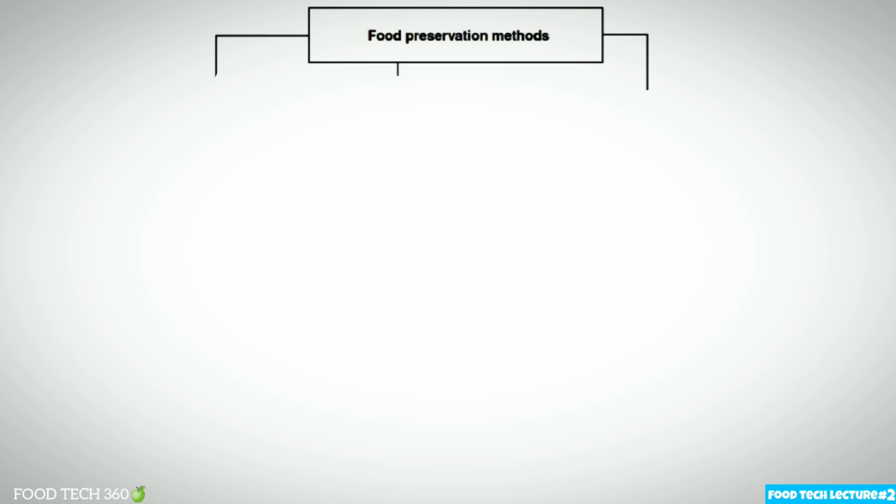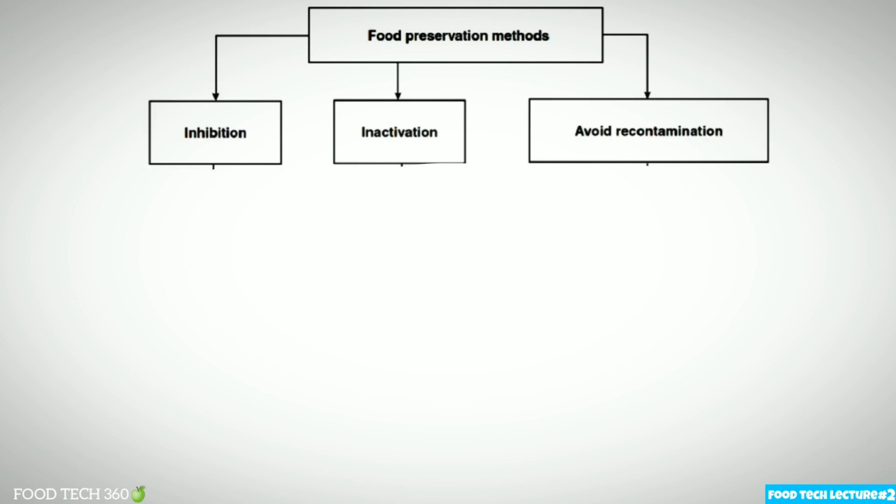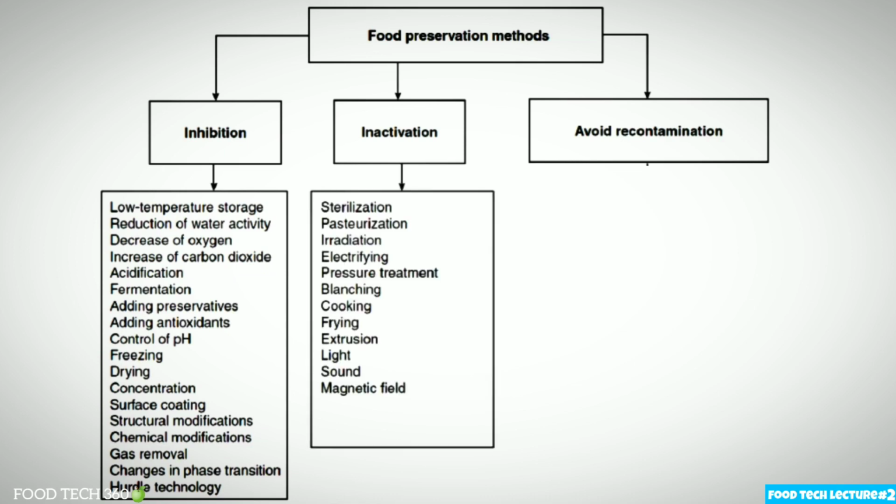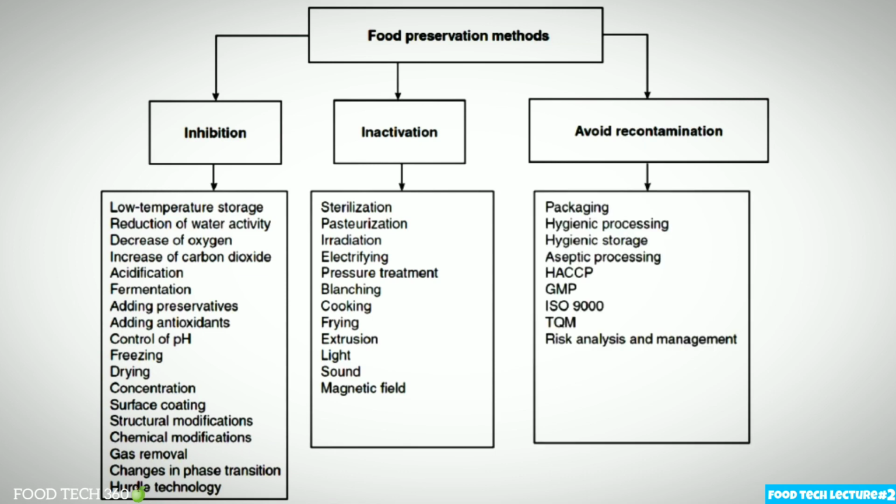Food preservation methods are classified on the basis of 3 principles: inhibition, inactivation, and avoiding recontamination. Inhibition can be done by methods like control of pH, freezing, drying, concentration, surface coating, low temperature storage, reduction of water activity, etc. Inactivation can be done by methods like sterilization, pasteurization, irradiation, electrifying, cooking, frying, extrusion, light, sound, magnetic field. And avoiding recontamination can be done by using packaging, hygienic processing, hygienic storage, HACCP, GMP, ISO 9000, etc. So in coming lectures, we will discuss more on each method.